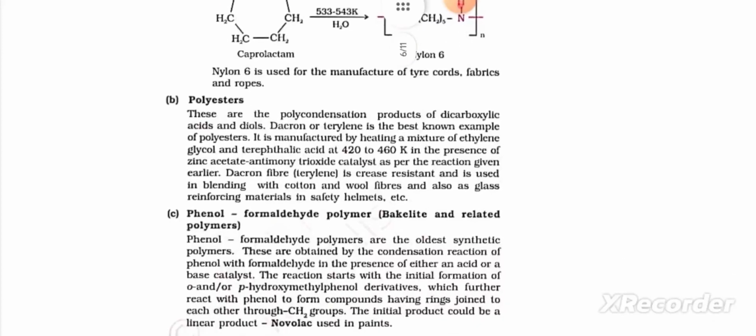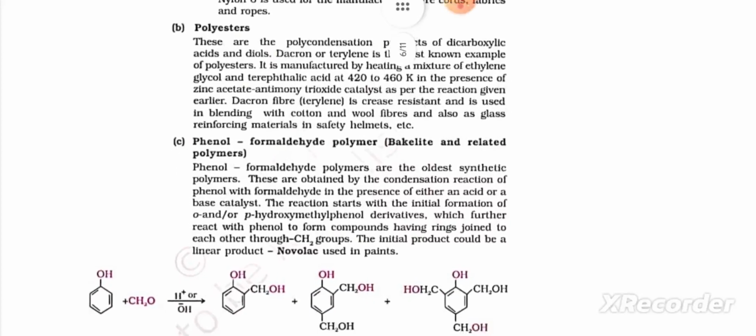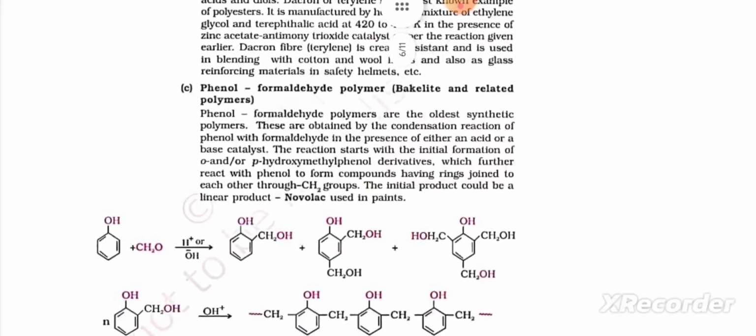Second is polyesters. These are the polycondensation products of dicarboxylic acids and diols. Dacron or terylene is the best known example of polyesters. It is manufactured by heating a mixture of ethylene glycol and terephthalic acid at 420 to 460 Kelvin in the presence of a zinc acetate antimony trioxide catalyst, as per the reaction given earlier. Dacron fiber is crease resistant, and it is used in blending with cotton and wool fiber and also as a glass reinforcing material in safety helmets.